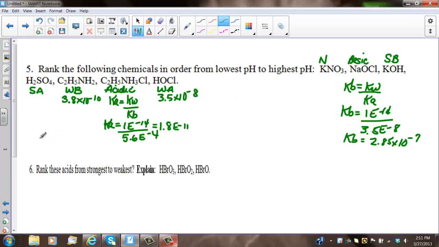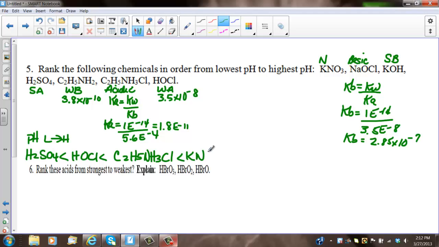So let's try to rank these. We're going from lowest pH to highest. So now we need to rank these pH. So we're going pH low to high. So H2SO4 is less than HOCl, which is going to be less than C2H5NH3Cl, which is going to be less than KNO3, which is going to be less than NaOCl, which is going to be less than KOH.